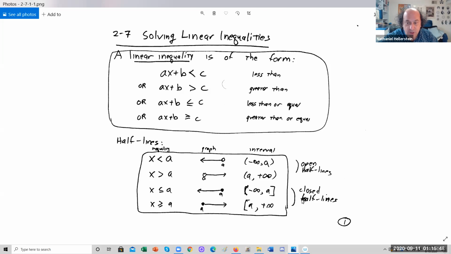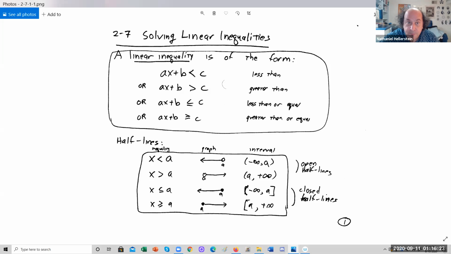Now, for closed half lines, we have less than or equal, or greater than or equal. X less than or equal to a consists of all the numbers less than a and possibly including a. I denote that by a solid point at a, and also by round bracket negative infinity to a square bracket. Square bracket for closed, round bracket for open. X greater than or equal to a consists of all the points to the right of a, including a. So square bracket a to positive infinity. I can see that I didn't have a round bracket at the infinity, so I should be changing that soon.